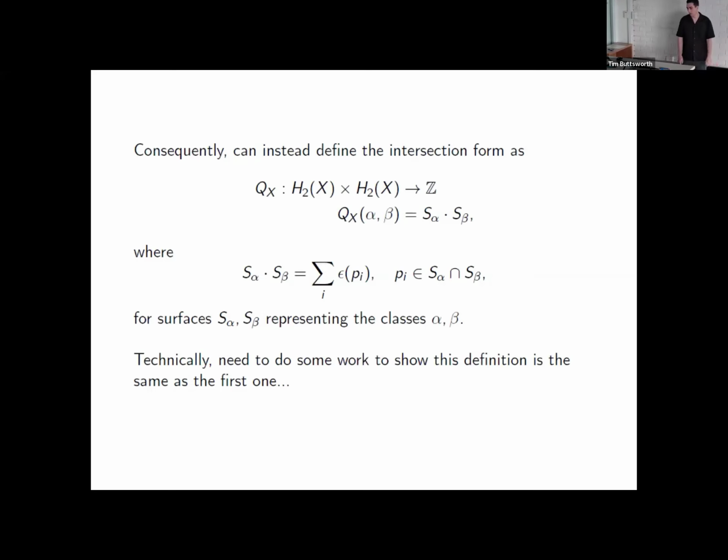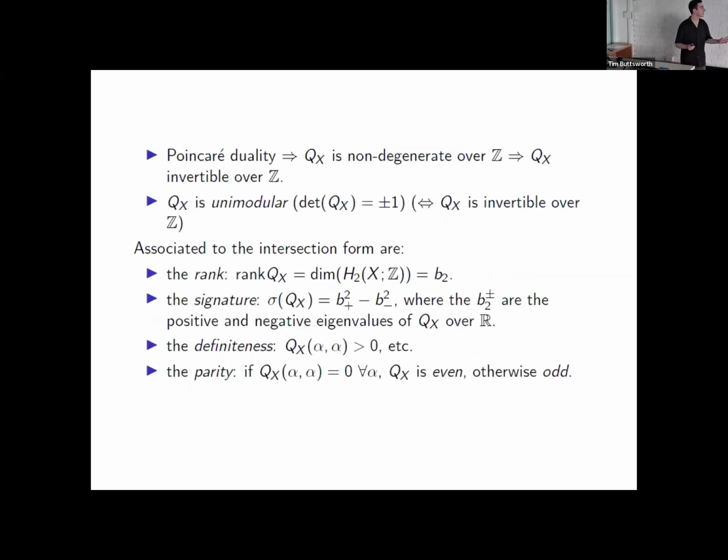So this intersection form is really counting intersection points of classes representing these 2-cycles. Okay, just some facts. This form is non-degenerate over the integers, hence it's invertible. It's unimodular, so if you represent it as a matrix, that just means it's got determinant plus or minus 1. You can compute the usual algebraic invariants associated to symmetric bilinear forms. Take the rank, that's just the rank of your second homology. Signature: diagonalize it over R, and take the difference of positive and negative eigenvalues, whether it's positive definite, negative definite, or indefinite.